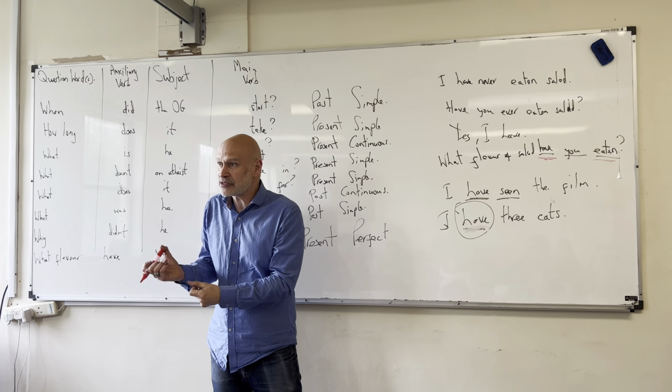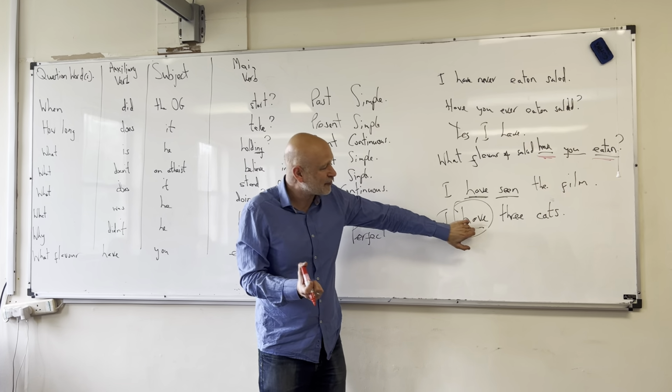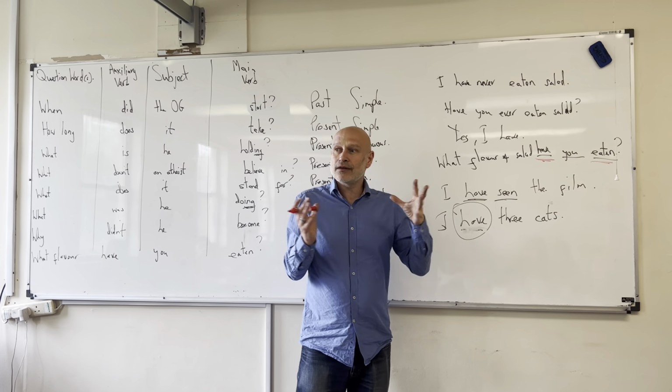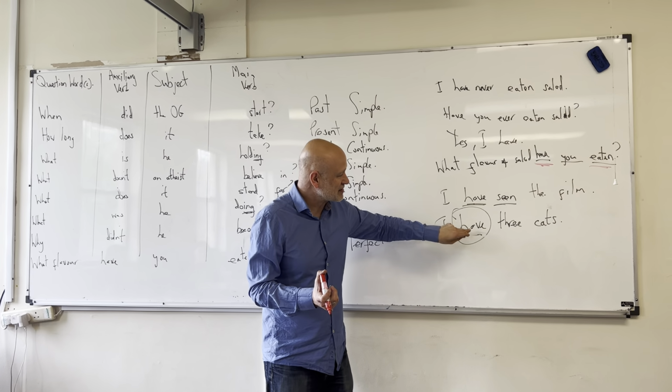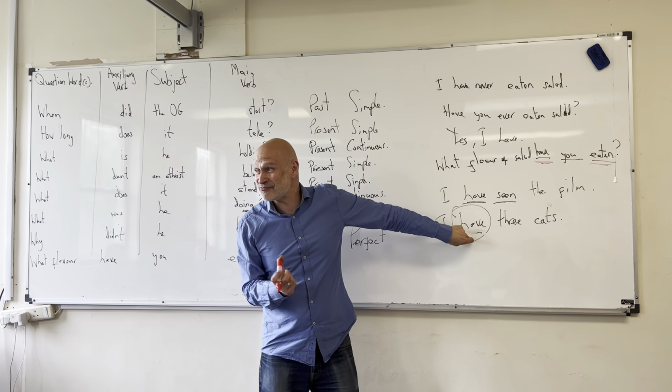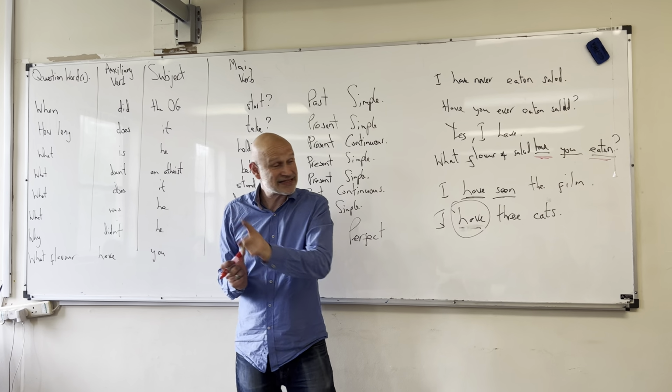I wrote the next sentence. I said, okay, present perfect. What's the auxiliary verb? Have. What's the main verb? Are. There isn't a main verb. That means this is the main verb. This is present simple. Don't make that mistake.